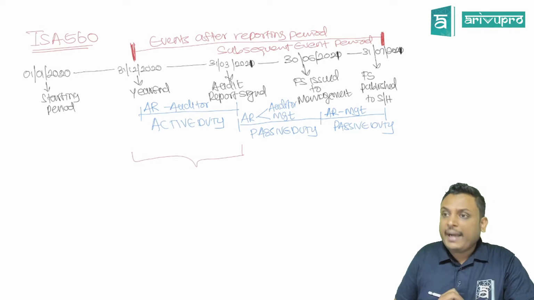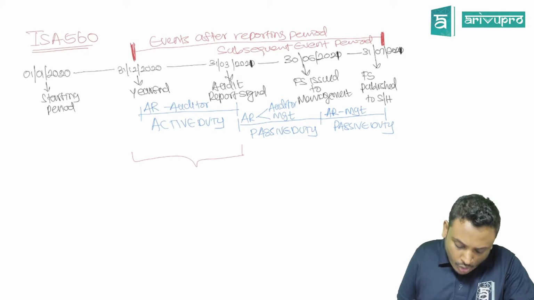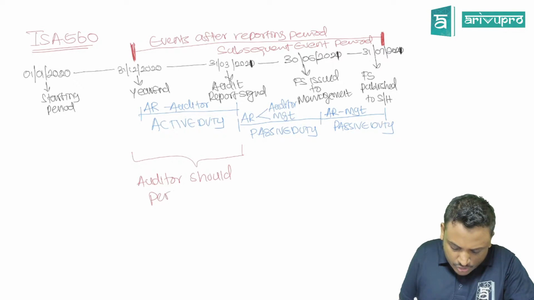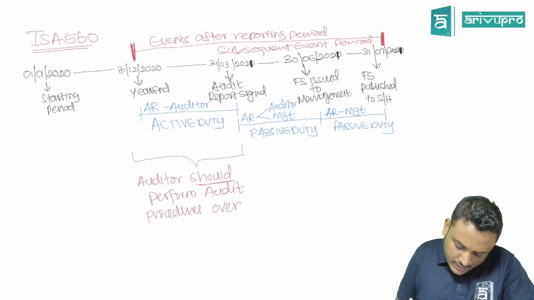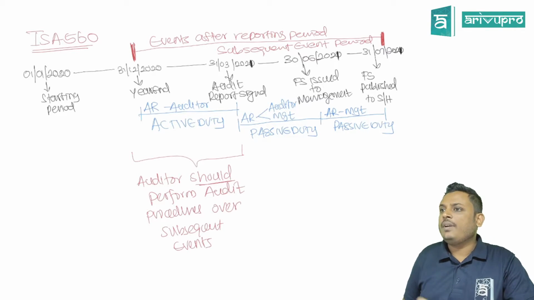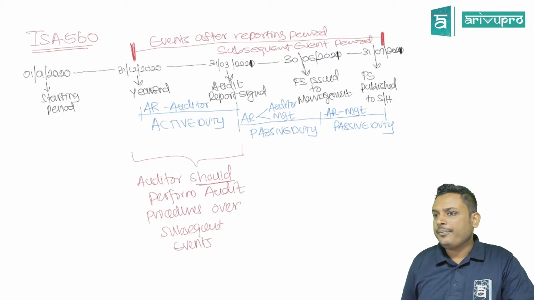So ISA 560 standard provides guidelines to the auditor during this period. This is your active duty period. Auditor should perform audit procedures. See, underline: the auditor should perform audit procedures over subsequent events during active duty period. It is a mandatory requirement for the auditor, right?